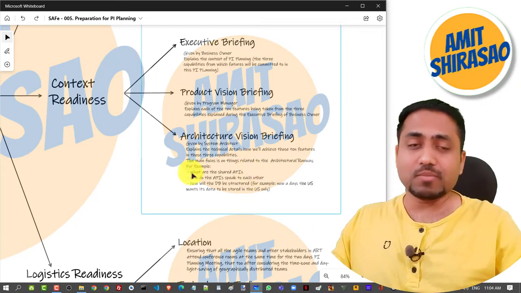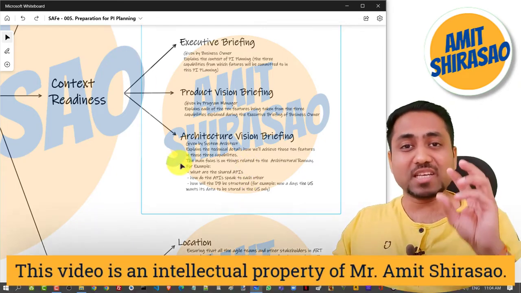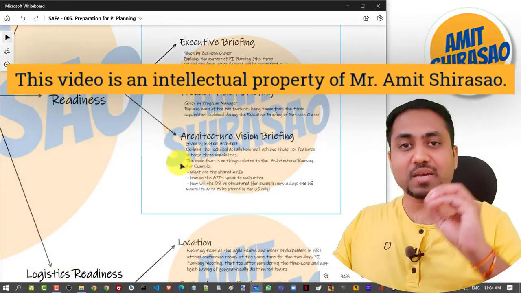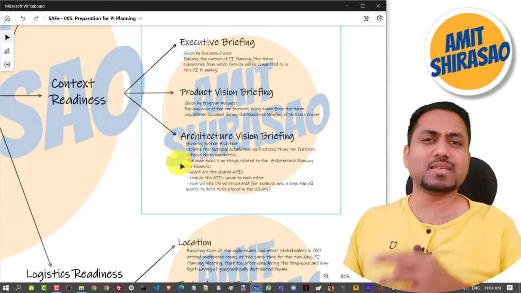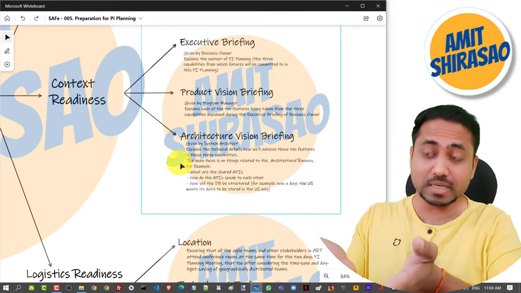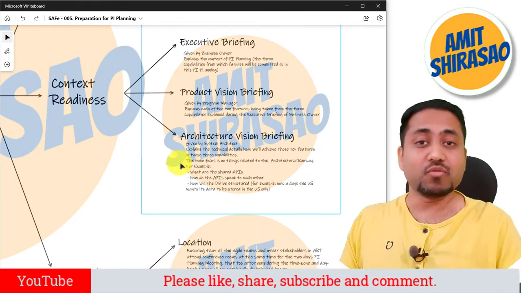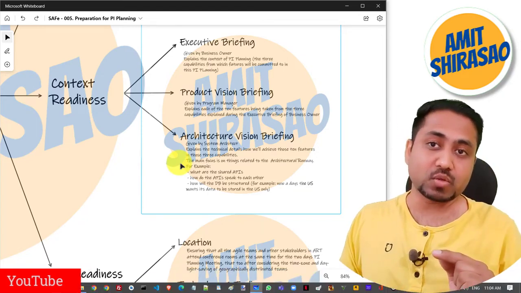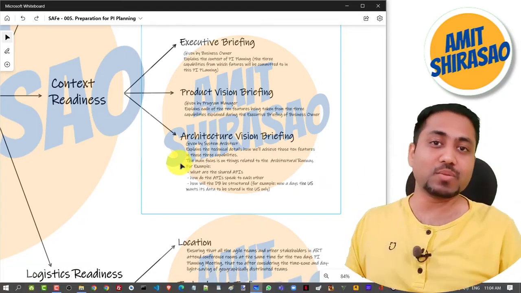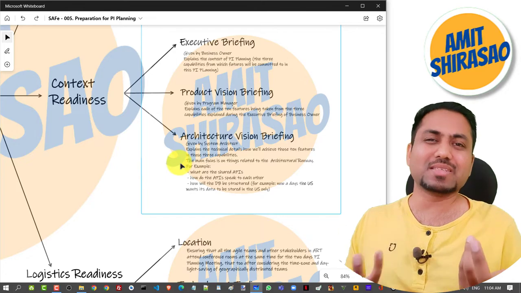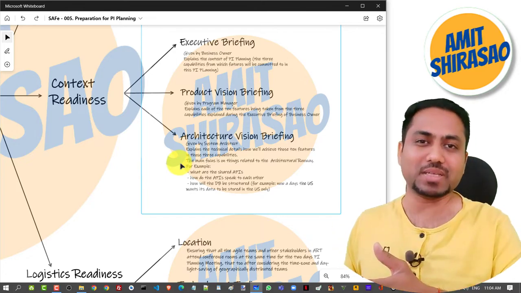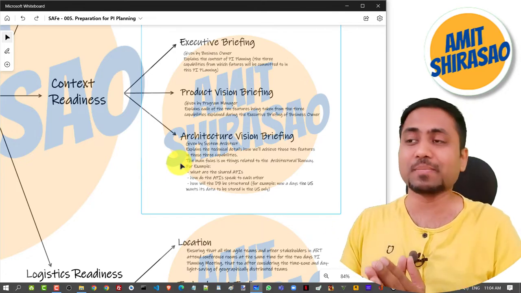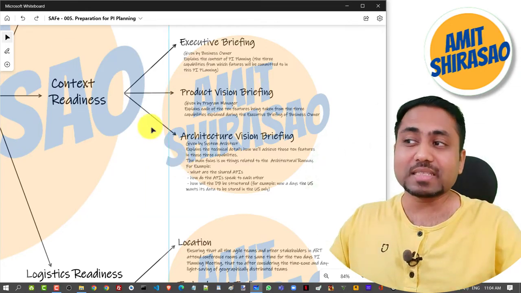All these 3 briefings actually happen at the beginning of the planning meeting, before the PI planning begins, or maybe you can consider it as a part of the PI planning, because this takes up the time from 8 a.m. to I think 11:30 a.m. So you can consider this as a part of the PI planning. Otherwise, you can say this has happened before the PI planning, whatever you want to consider. So that is called context readiness.